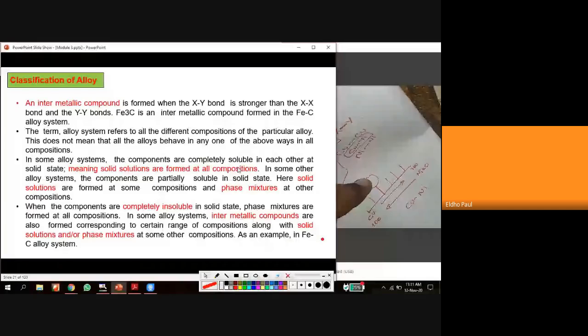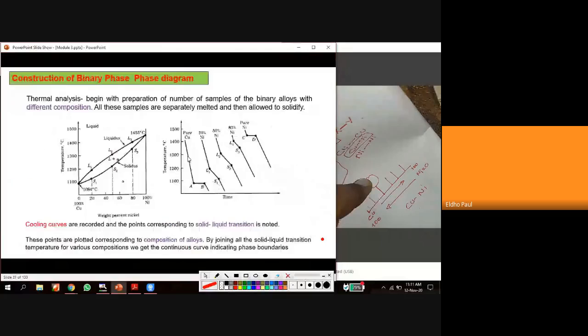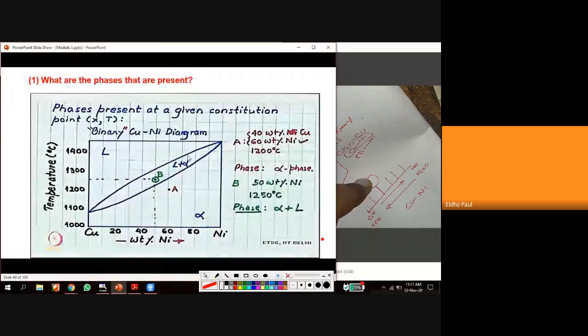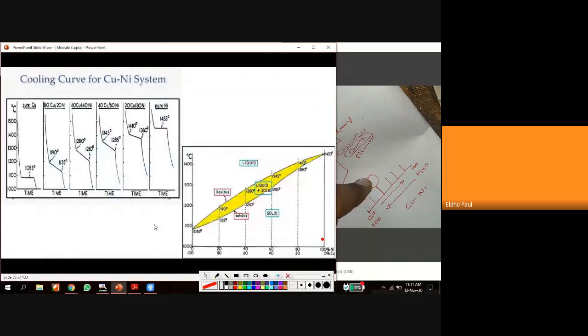Okay, so for example, in this case, this is the complete copper nickel. It's an example of complete solid solution formation. Everywhere, 0 to 100%, we can see a single solid solution. When we convert from liquid to solid, in the entire region we can see only a single solid solution, that is alpha. So that is the first example.